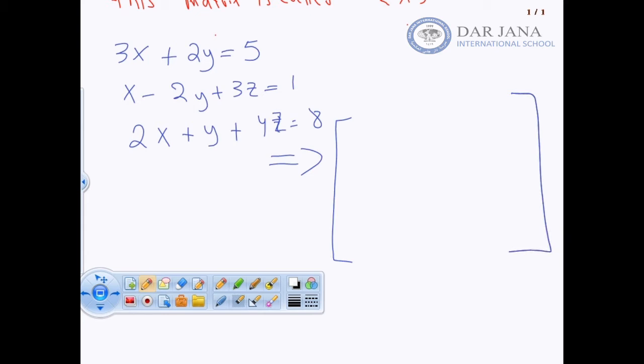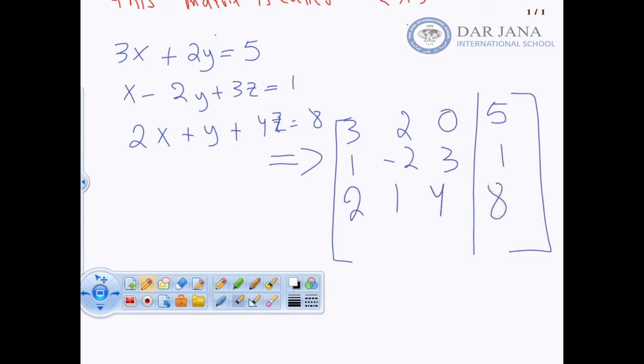We start by taking the coefficient of x, which is 3, the coefficient of y, which is 2, and the coefficient of z, which is 0. Taking them in alphabetical order, 3, 2, 0, and we put a vertical bar. This vertical bar separates the coefficients of the variables from the constant terms. Here we put 5, and here we put 1, negative 2, 3, and the constant term is 1.